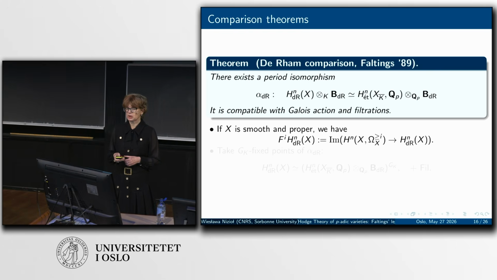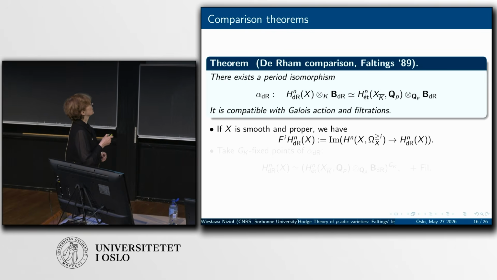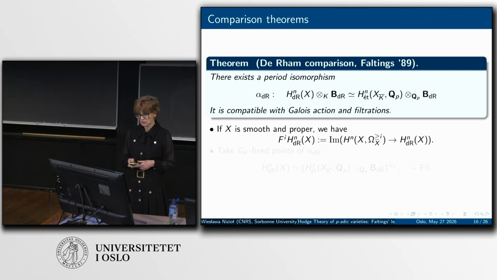So we have an isomorphism between the de Rham cohomology and étale cohomology once we extend to this big ring B_dR. And now it commutes with the Galois action, but also the filtration. So we basically obtain what we wanted, and the filtration here, at least in the smooth and proper case, is just obtained by the filtration by differentials of degree at least i. In general, you have to use Deligne's approach to define these filtrations.